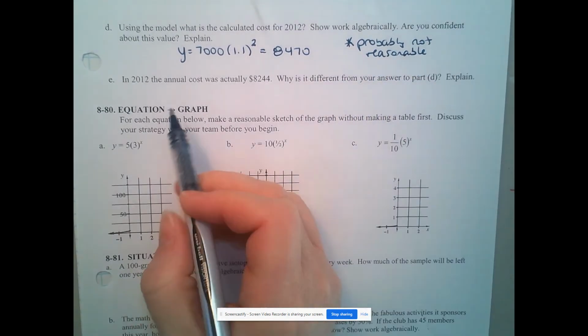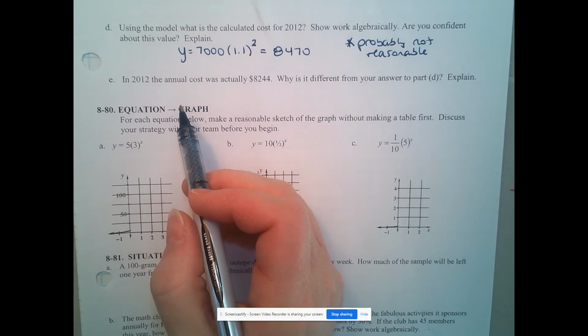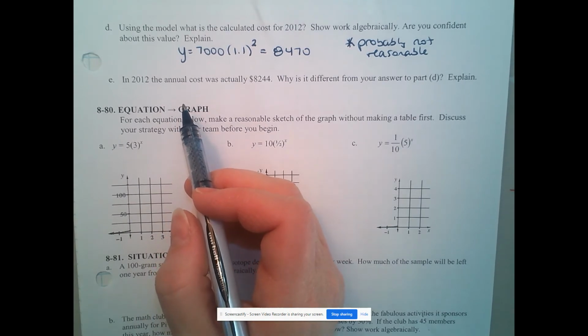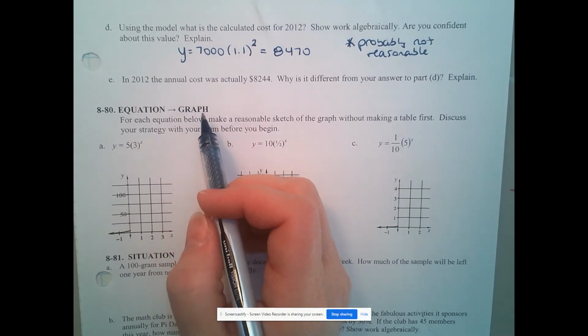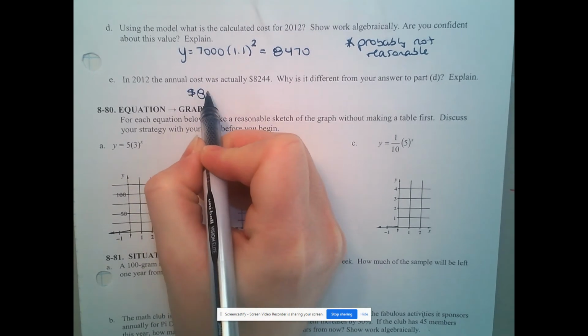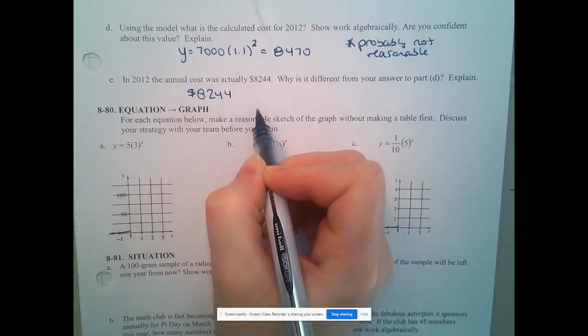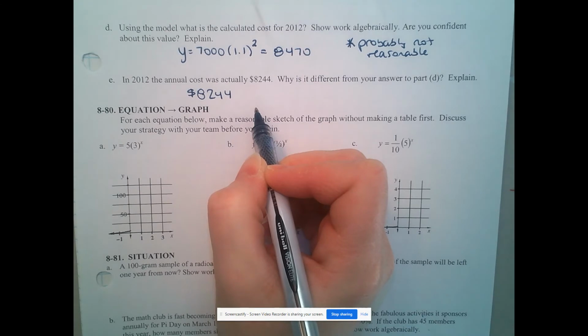All right, to base one single year jump and then continue to hold that true year after year after year seems possibly a little unreasonable. In 2012, the annual cost was actually $8,244. Why is it different from your answer?